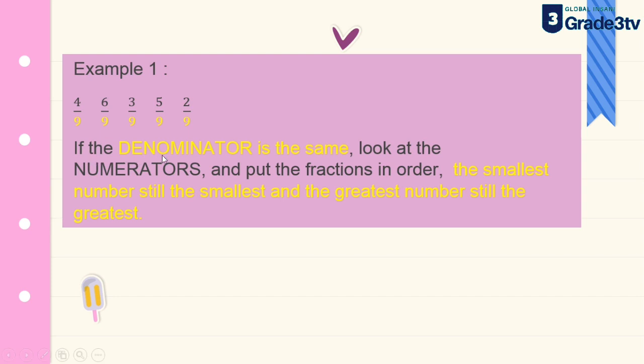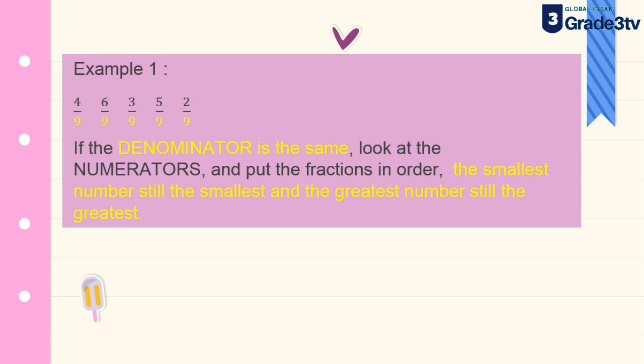If the denominator is the same, look at the numerators and put the fractions in order. The smallest number is still the smallest, and the greatest number is still the greatest. Okay? Now look at the denominator.